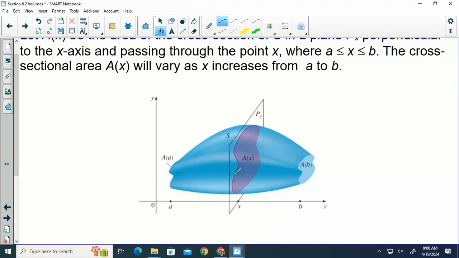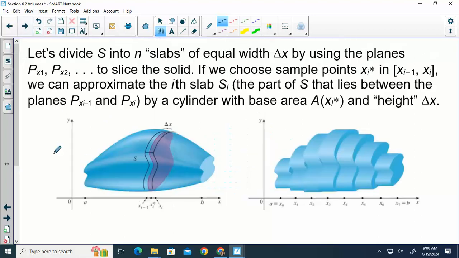So if we're trying to find the volume of these irregular solids, we have to think about, if I sliced it, what shape am I looking at? And then we can use that to calculate our volume, because that shape is the same throughout, even though the size of it isn't. It may increase and decrease as you move along your x-axis.